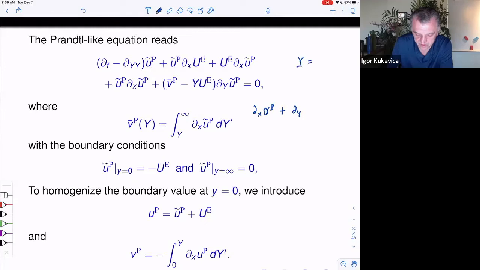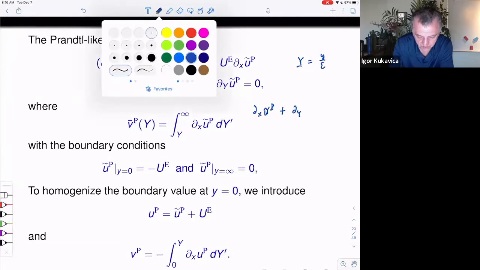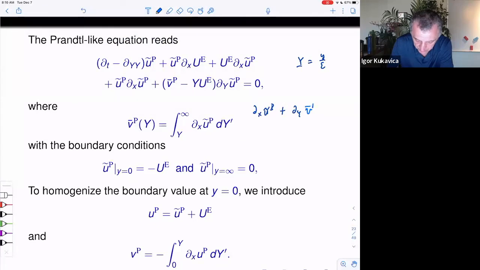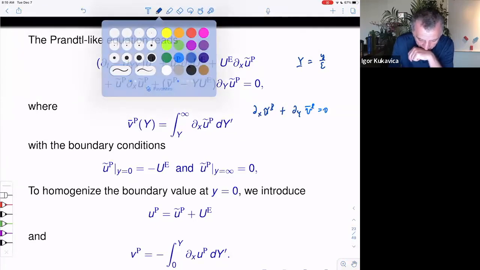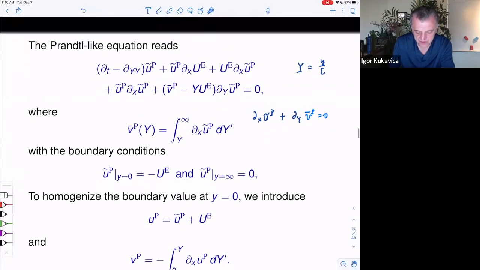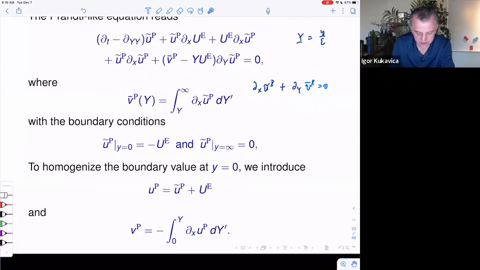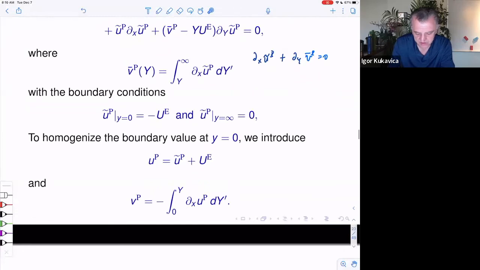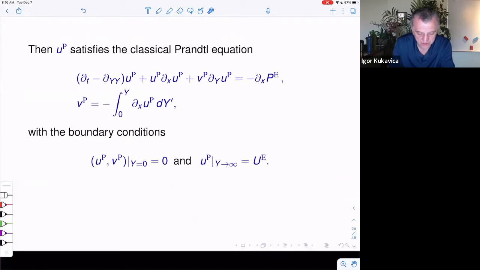So y is just y divided by epsilon. It's the rescaled variable. So V at the boundary is equal to 0. So V has to be computed from the first velocity component, and these are Prandtl-like equations, and by just homogenizing the boundary condition and the boundary. So U_P is the U tilde_P plus Euler, just to make it 0, right, to homogenize. And again, the second component being computed from the divergence-free condition, we obtain the classical Prandtl equations.